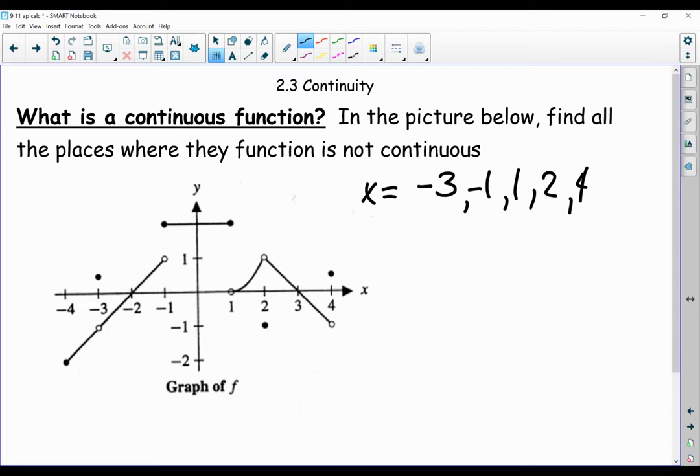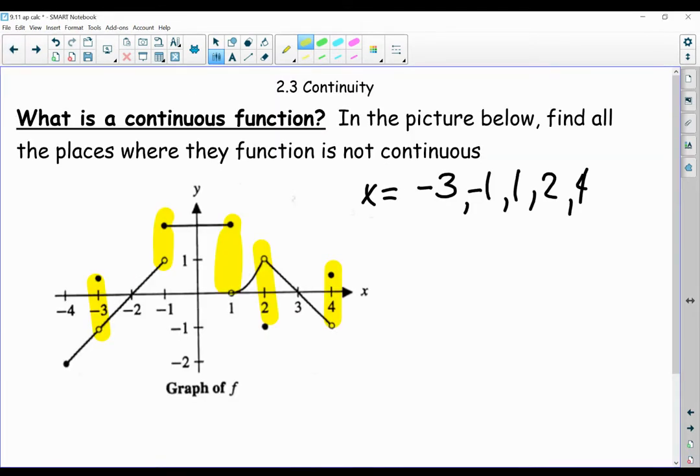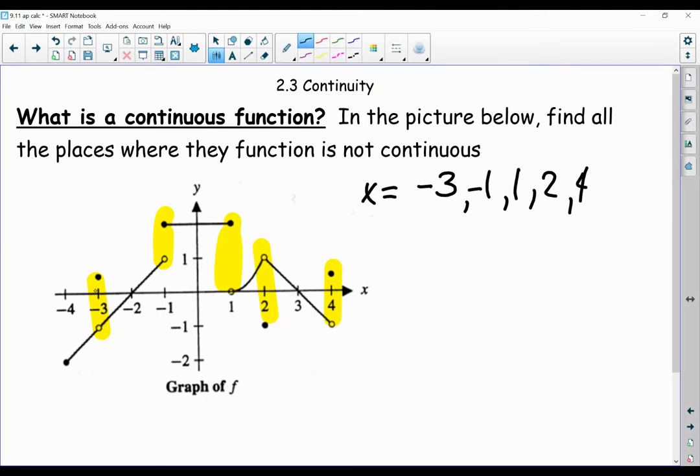So we have those 5 places on the graph, and I'm just going to highlight them so we can see those places. And then we're going to talk about why they're not continuous at those places. If I'm trying to decide why the function is discontinuous there, I'm going to look at what's happening on the graph.